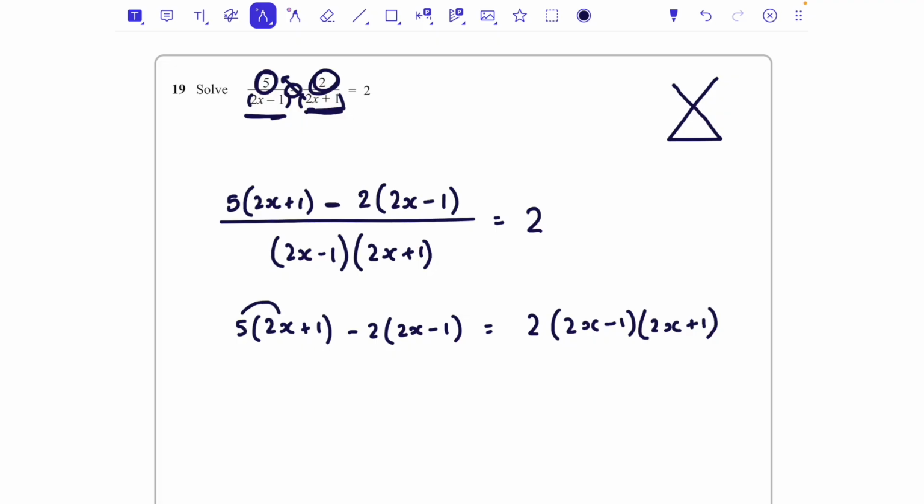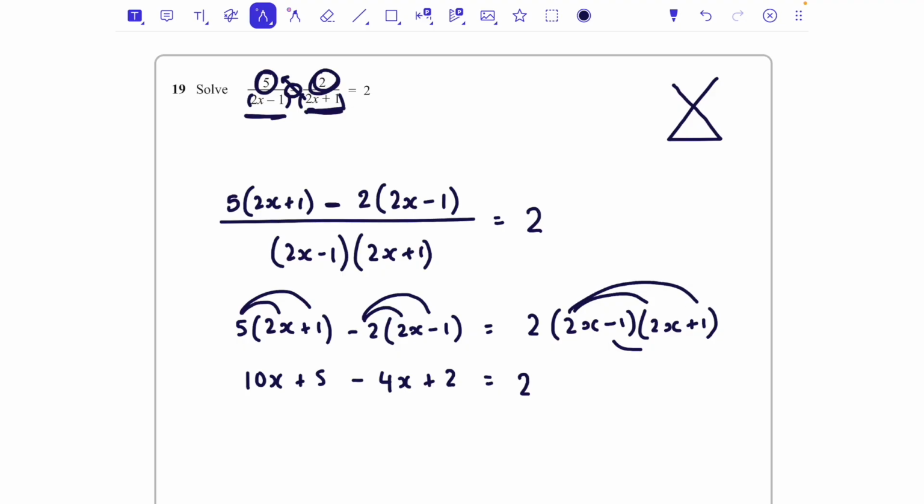So 5 lots of 2x and 5 lots of 1 is 10x add 5, minus 4x, and then remember that a negative times a negative is a positive, so plus 2. On this side, I'm going to expand the brackets out first, and then I'll worry about the 2 after. So this is 4x squared plus 2x minus 2x minus 1.